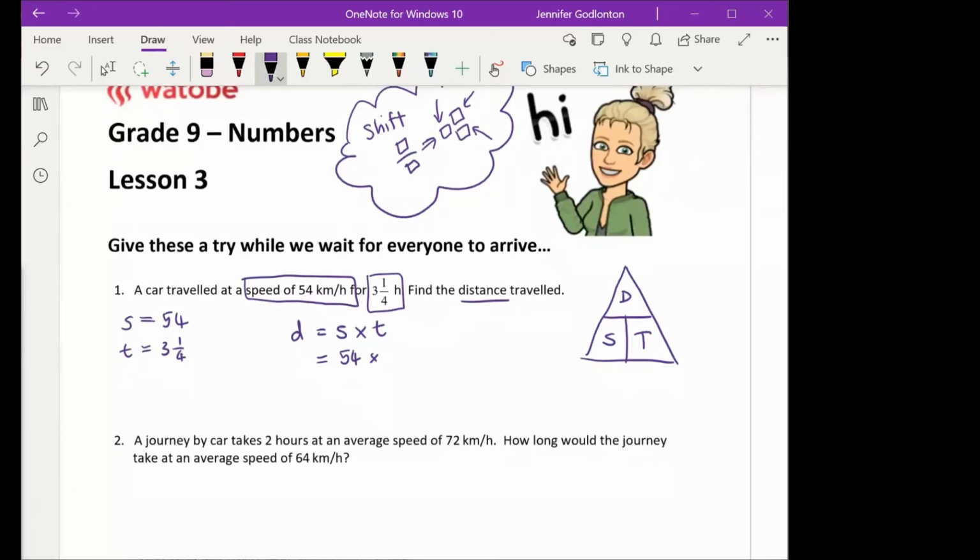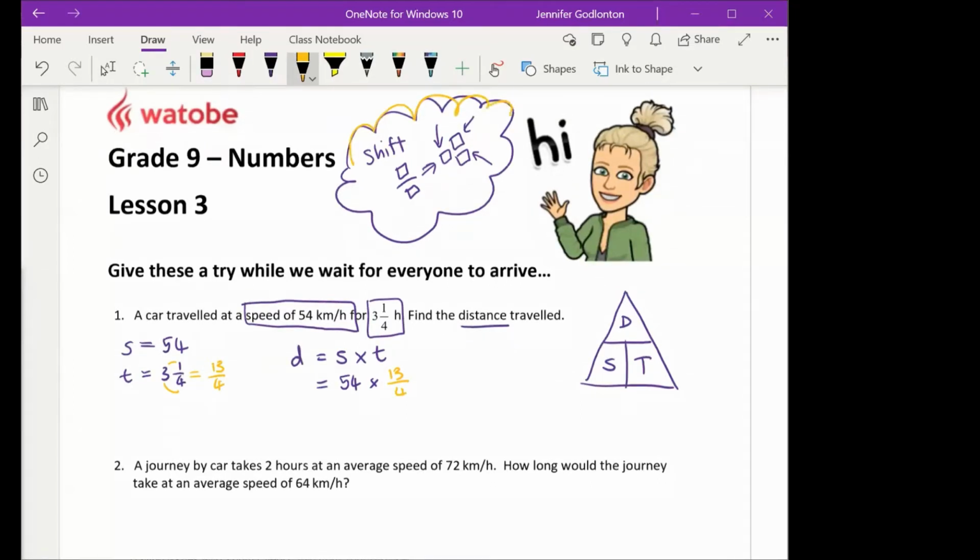Okay, another thing we could do is we could change this to an improper fraction. So we could say, well, 4 times 3 is 12, plus 1 is 13. So that's actually 13/4. And I can write that as 13/4. So either we can write it as a mixed fraction, and we just need to be careful on our calculator. We need to be careful of this cloud. Or we can write it as an improper fraction. And now if you put on your calculator, 54 times 13/4, you will see you get a beautiful answer of 175.5 and it's distance, which means our units are kilometers. And that would be our full answer.